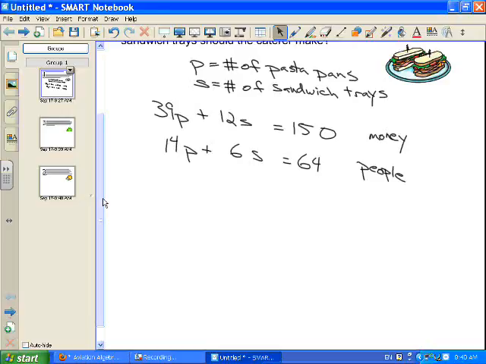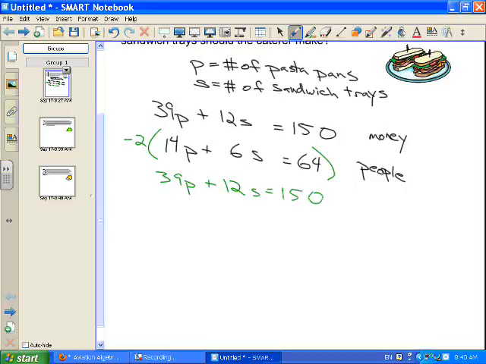So, I only have to make one change to the bottom one. What am I multiplying this by? Not just 2. Negative 2. So my top equation stays the same, but my bottom equation now is going to be negative 28p minus 12s equals negative 128. Add down. The s's cancel.